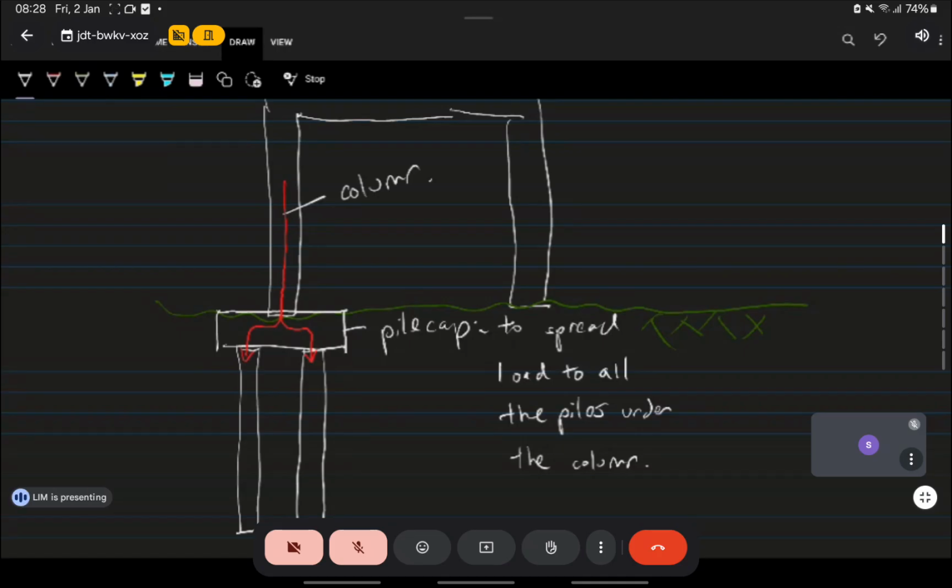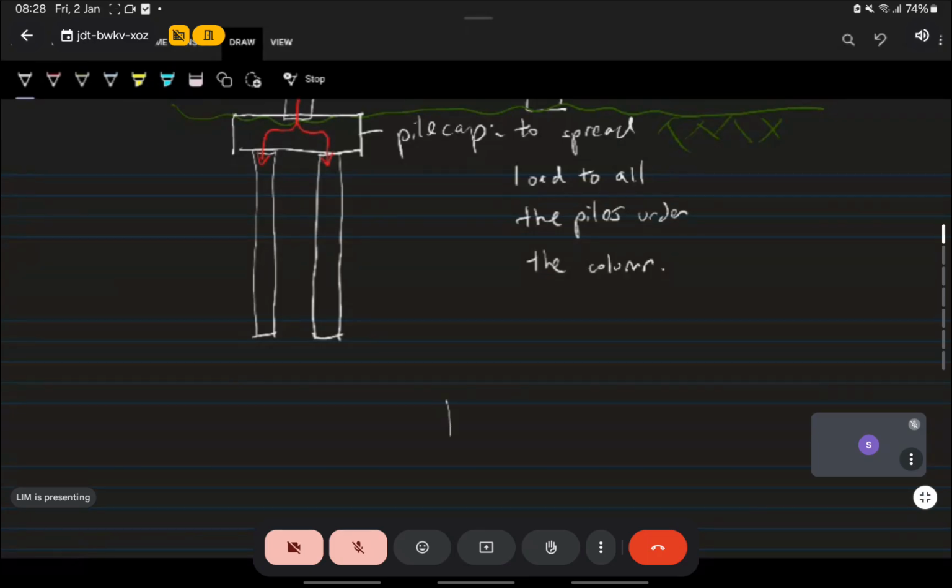Now, if I draw the structure diagram for this pile cap, it's actually like this, with a pile here and a pile there and a load there. Does that look like a beam? That's actually a beam. It's a very short beam. You can design it like a very short beam. So that's why pile cap design, I'm not going to teach you. If you know how to do beam design, you should know how to do a pile cap design.